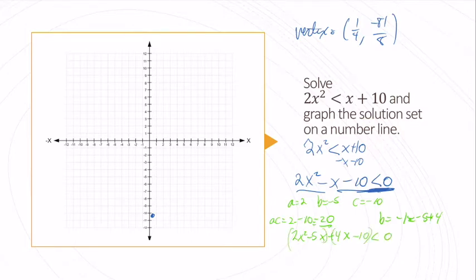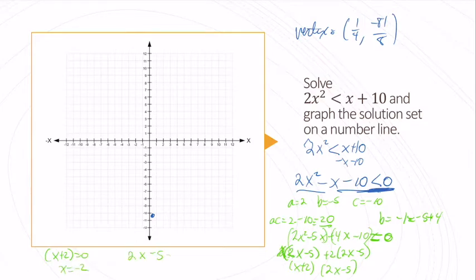But I want to set these equal to 0 to find my intercepts. So I just have x times 2x minus 5 plus 2 times 2x minus 5. So I get x plus 2 and 2x minus 5. I set each of these equal to 0. So I get x equals negative 2, and x equals 5/2. So those are my x-intercepts, where x is negative 2 and x is 5/2.